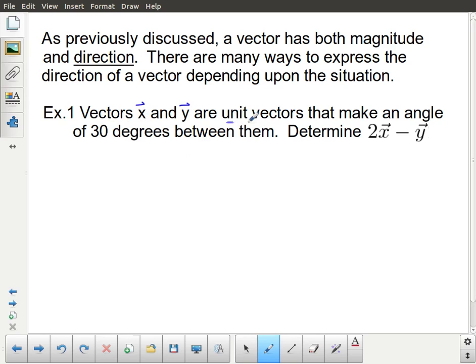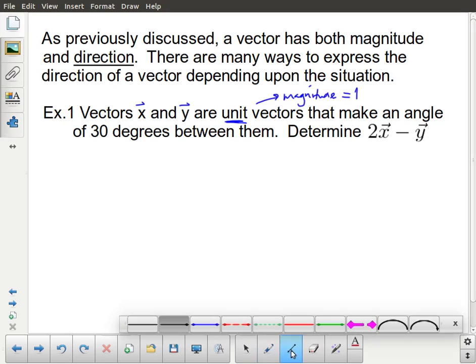And in particular, they are unit vectors. So we're going to talk a little bit more about a unit vector coming up. But a unit vector, what that means is that it has a magnitude of 1. So the magnitude of each of these, the length of each of these is 1. And it says they make an angle of 30 degrees between them. And I believe you've done something in your homework that looks somewhat similar to this.